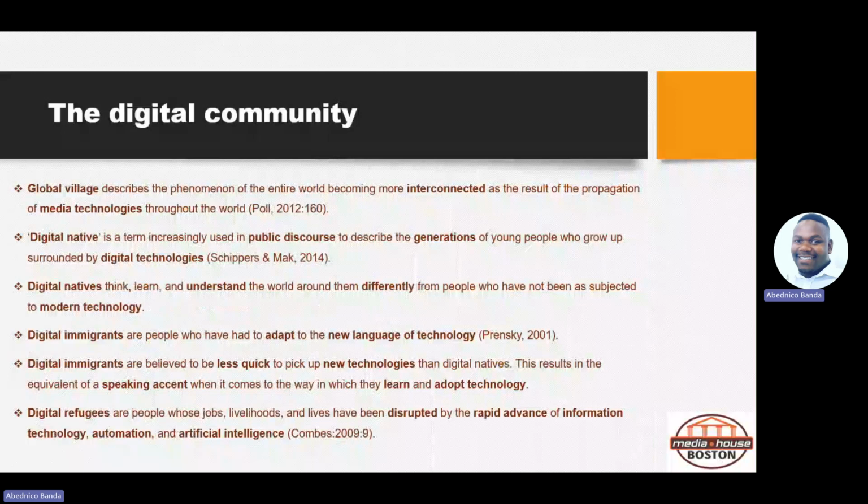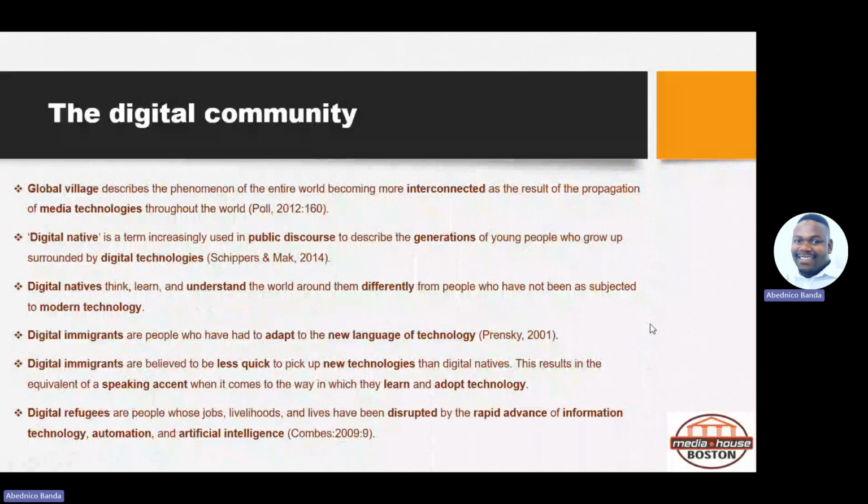So the concept of immigration and the concept of refugees also features in the digital community, whereby digital immigrants are people who have to adapt to the new language of technology. Digital immigrants are believed to be less quick to pick up new technologies than digital natives.